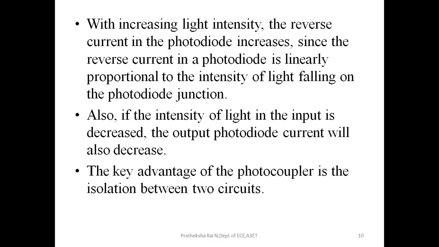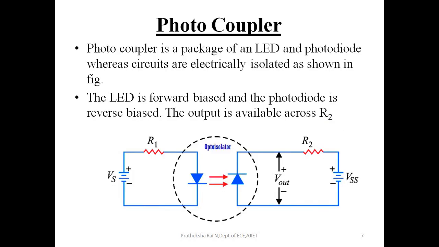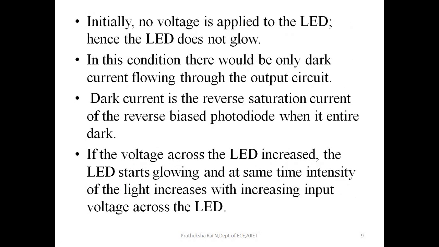You have two circuits here, one input circuit and one output circuit. That's why the name photocoupler. There is a coupling. In the input circuit we have a variable source input as well as the LED, and in the output circuit you have a photodiode and the load, that is, the output is taken from the load. Output is taken from R2. From here the output is taken, right? So depending on this you can get the desired output. I hope this is clear for you.